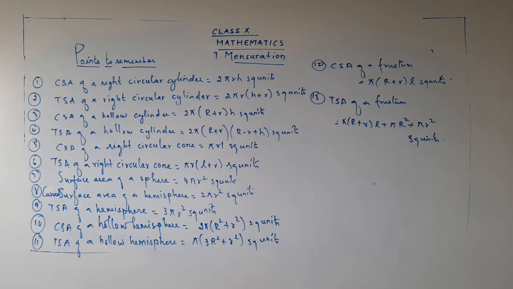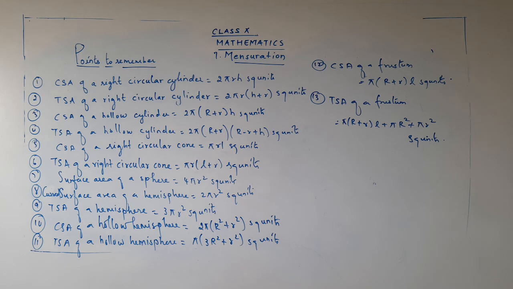Then we have seen one more, that is the hollow hemisphere. One is CSA for a hollow hemisphere and the other is TSA for a hollow hemisphere. For CSA it is 2 pi (R square plus r square) square units. For TSA it is pi (3R square plus r square) square units. What is the CSA for a hollow hemisphere? It is 2 pi (R square plus r square) square units, and for TSA it is pi (3R square plus r square) square units.